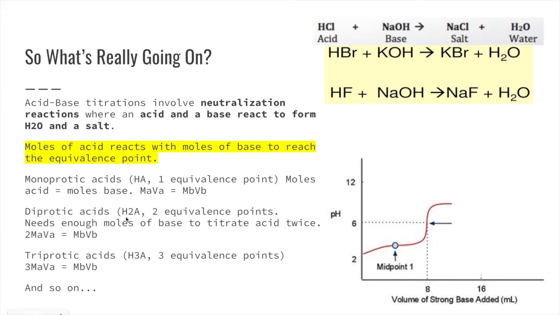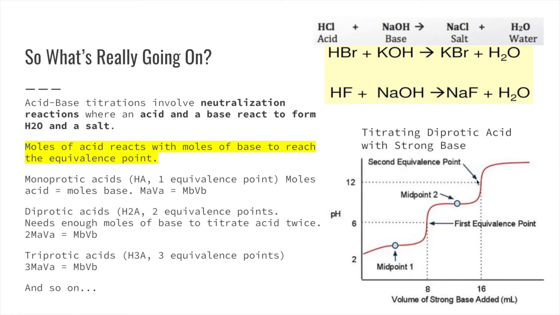Diprotic acids have the formula H2A, and since they have 2 moles of H plus per mole of acid, it needs twice as many moles of base to titrate the acid twice. So it would have 2 equivalence points. This is what this titration curve for a diprotic acid would look like. For this titration, we're adding strong base to the diprotic acid, so obviously the pH increases as the titration proceeds.